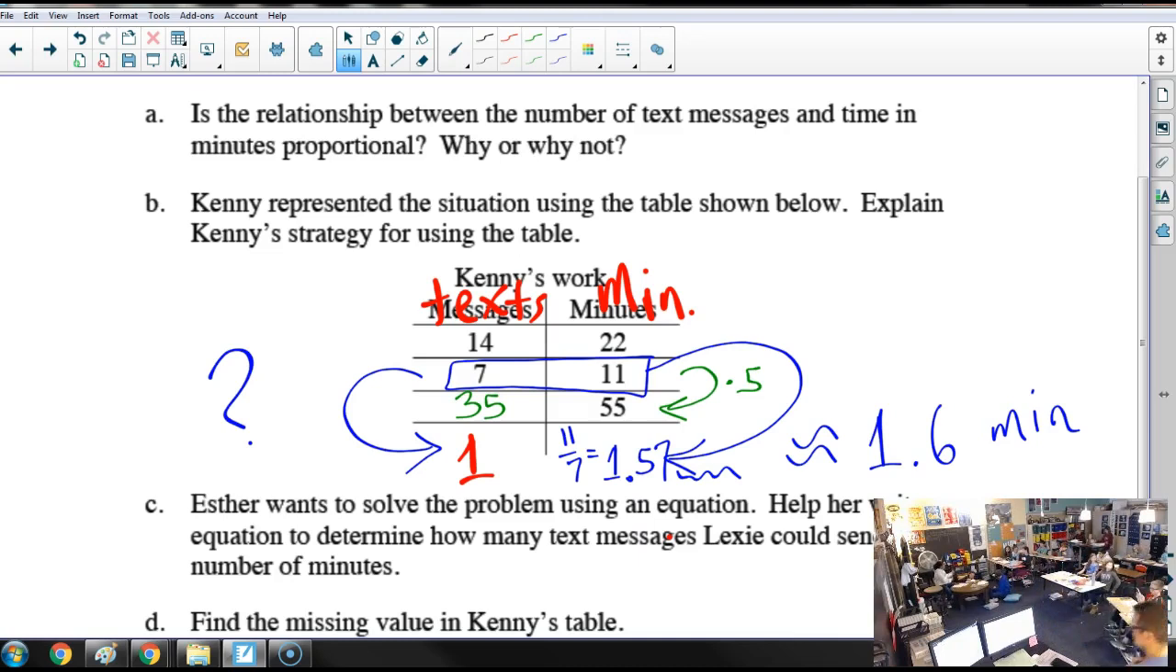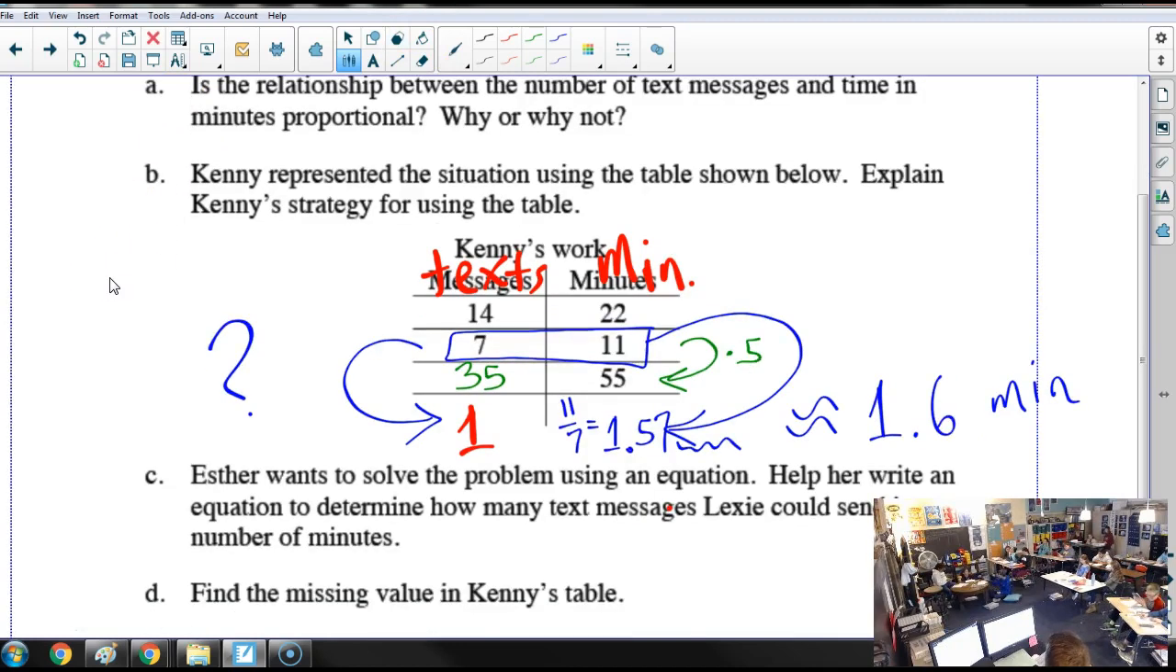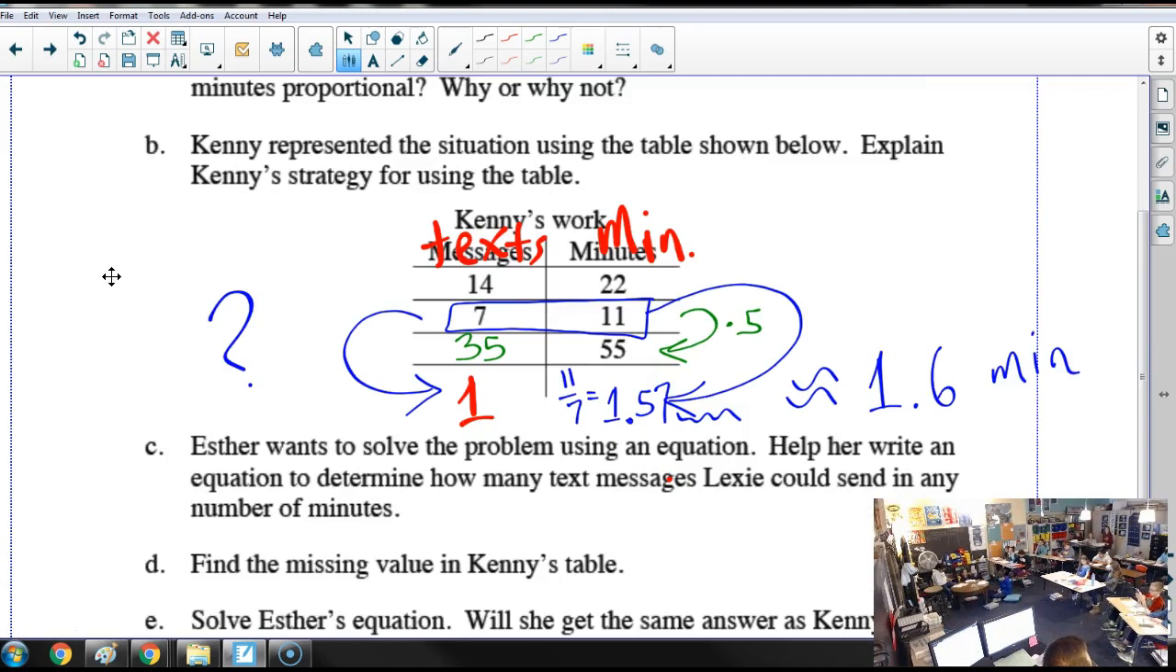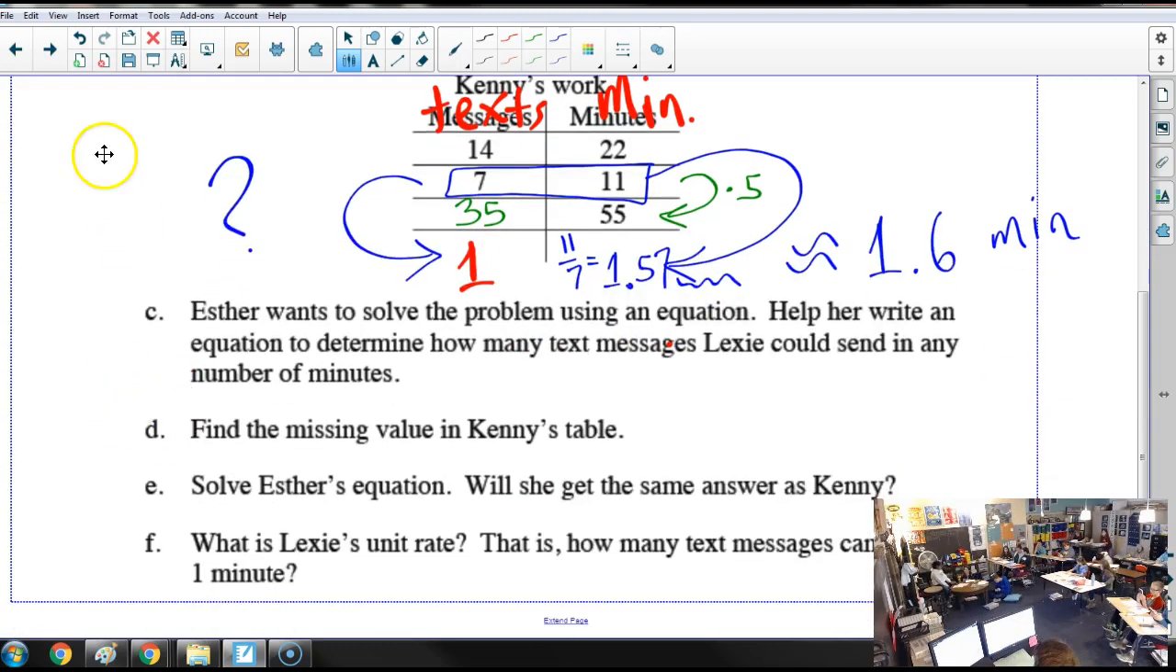Wait. So, wouldn't it depend on how much like the message? Oh yeah, every text would not actually be the same, but if we average things out. Yep. If we average things out.